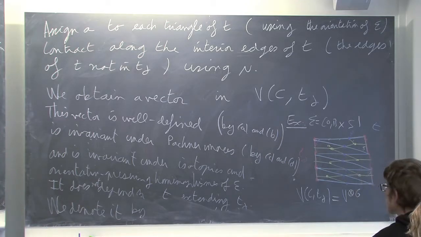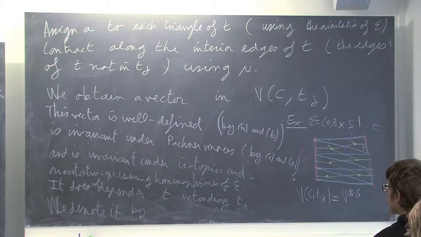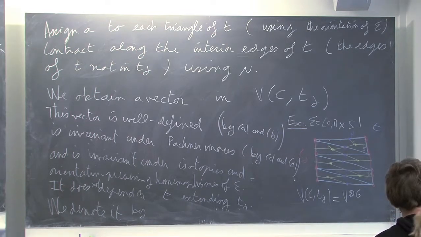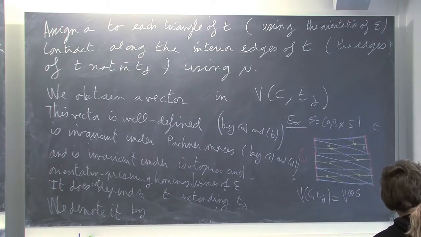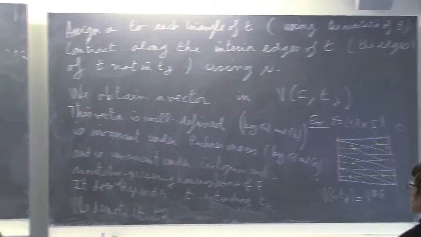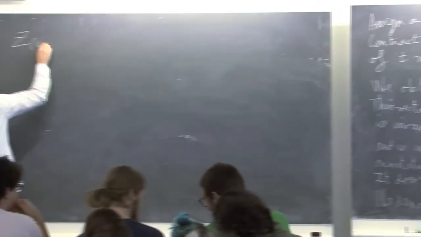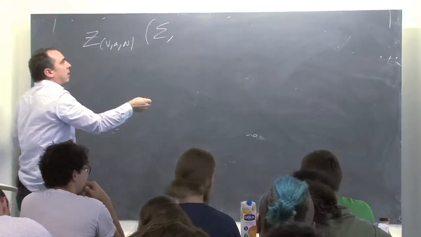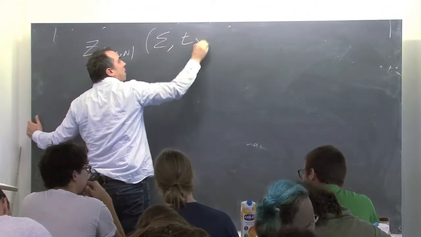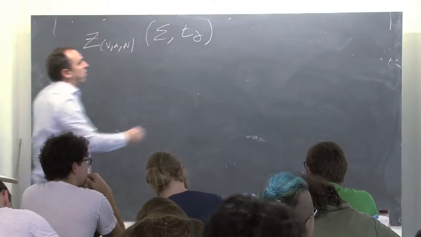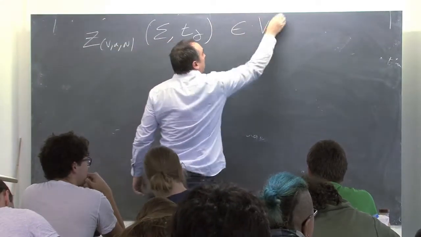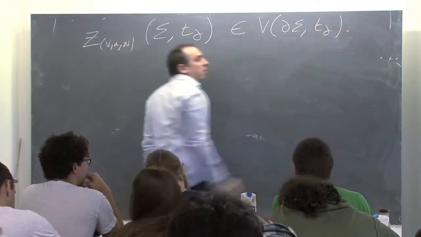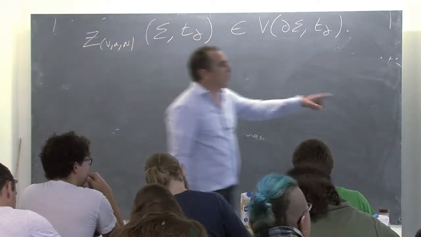And so we just denote it as follows. We have a vector V_{A,mu}(Sigma). It depends on Sigma, of course, and only on the triangulation of its boundary. And it is a vector in this vector space.